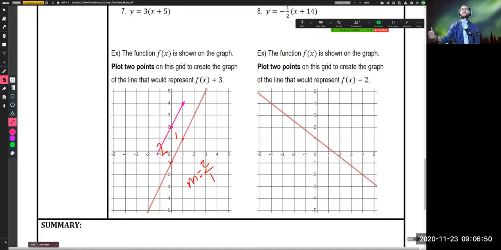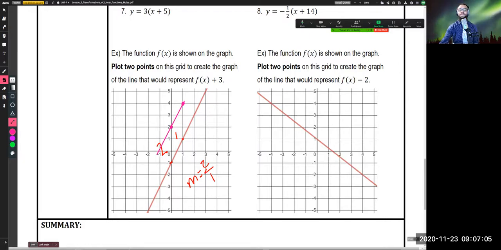And the way you can tell you've done it right is that your slopes should be the same. Your lines should be parallel. They should be shifting the same way unless that slope has changed. Since this slope hasn't changed, these are going to be parallel. So let's look at the next one, the next example.